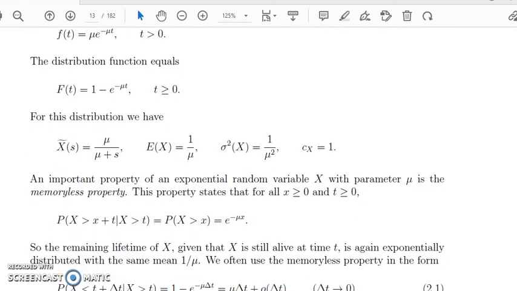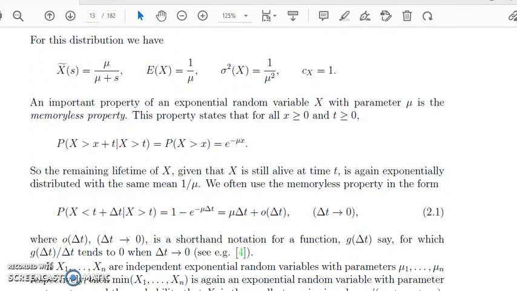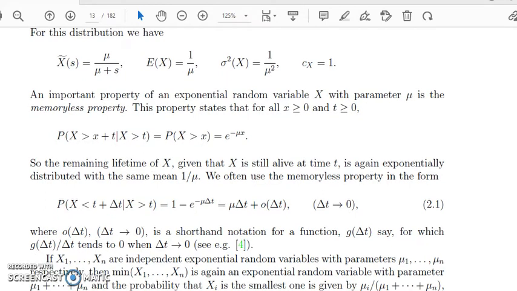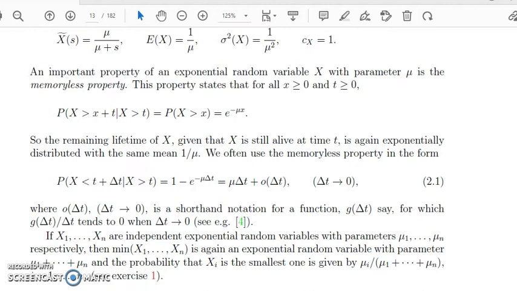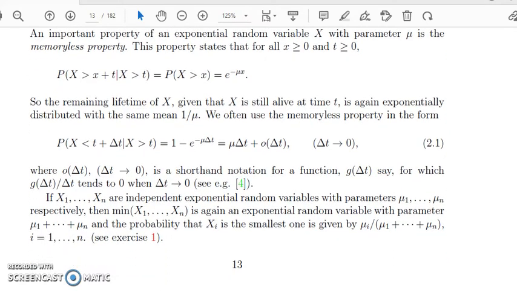An important property of the exponential distribution variable X with parameter mu is the memoryless property. This property states that for all x greater than or equal to 0 and t greater than or equal to 0, the probability of X greater than x plus t, given that X is greater than t, is equal to the probability of X greater than x, which is equal to e raised to the power minus mu x. So, the remaining lifetime of X, given that X is still alive at time t, is again exponentially distributed with the same mean 1 over mu.